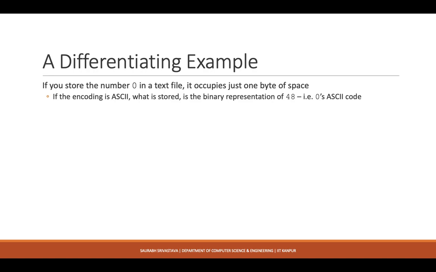A very simple differentiating example: let us say you create a text file with just the number 0 written in it. As I said, because in text files everything is a character, we are now talking about 0 the character, not 0 the number. So even though I've said number, what I really mean is that when it gets stored in that file, it gets stored as a character, and that is why it just occupies 1 byte of space. And what exactly is that byte? Basically, that byte is the binary representation of the number 48, because 48 is the ASCII code of 0.